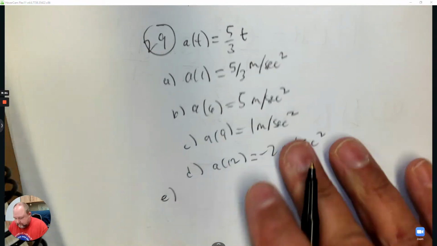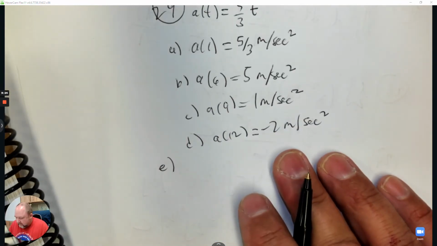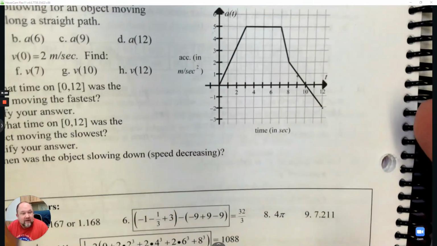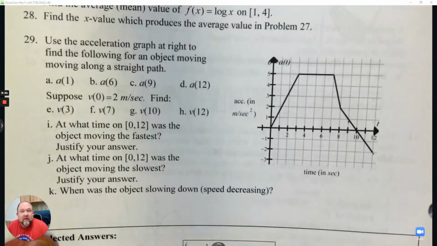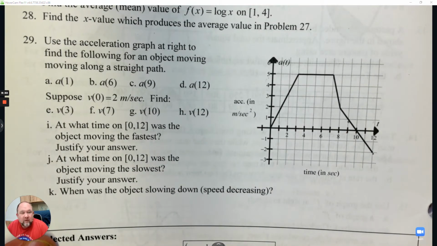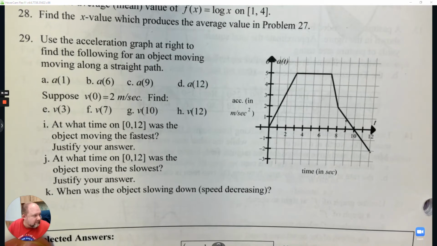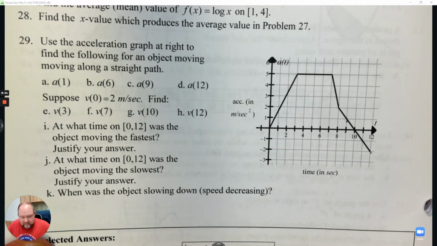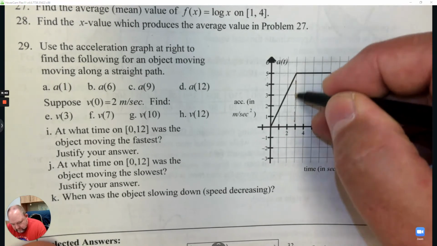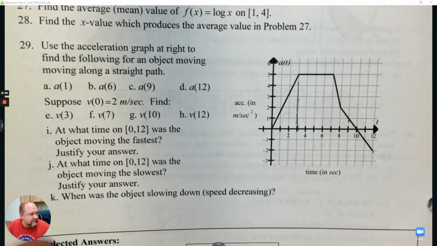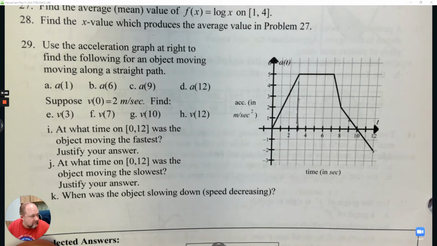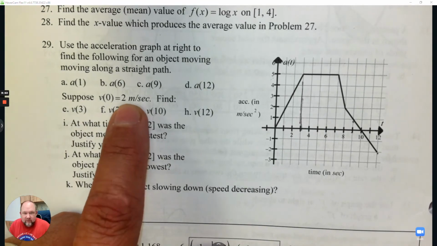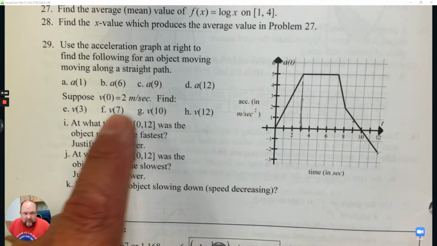E, what's the velocity at 3? So to understand that, we need to integrate. So at 3, that's a triangle. Now do they, oh, here it is, sorry. So they do give you the initial velocity. That's what I was looking for. So the initial velocity was 2.